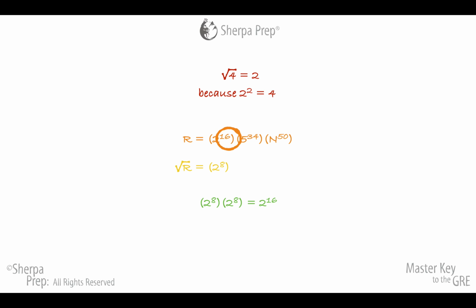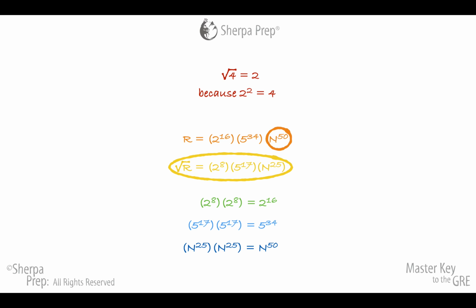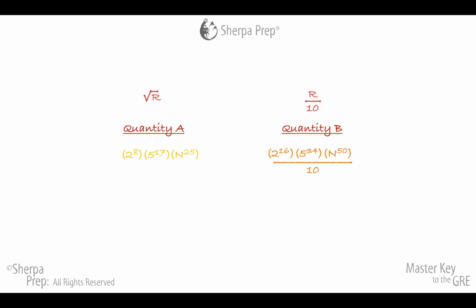And likewise, what can we square to get to 5 to the 34th? Well, that should be 5 to the 17th, because if we square that, 5 to the 17th times 5 to the 17th is 5 to the 34th. And finally, what do we have to square to get to n to the 50th? That would be n to the 25th, because n to the 25th times n to the 25th is n to the 50th. In other words, the square root of r should be 2 to the 8th times 5 to the 17th times n to the 25th. That's the value of quantity A.